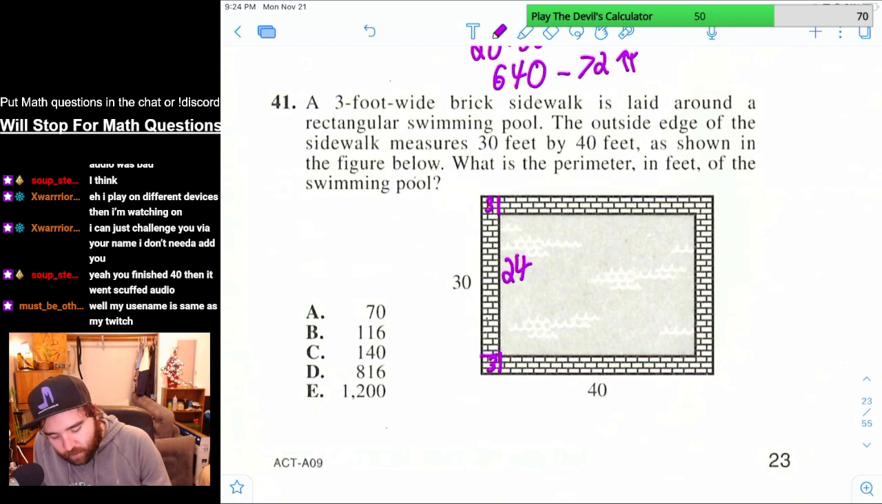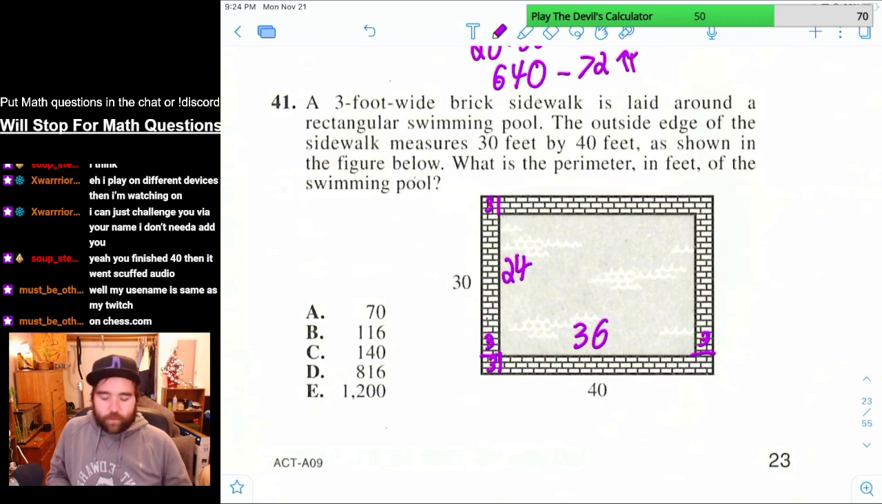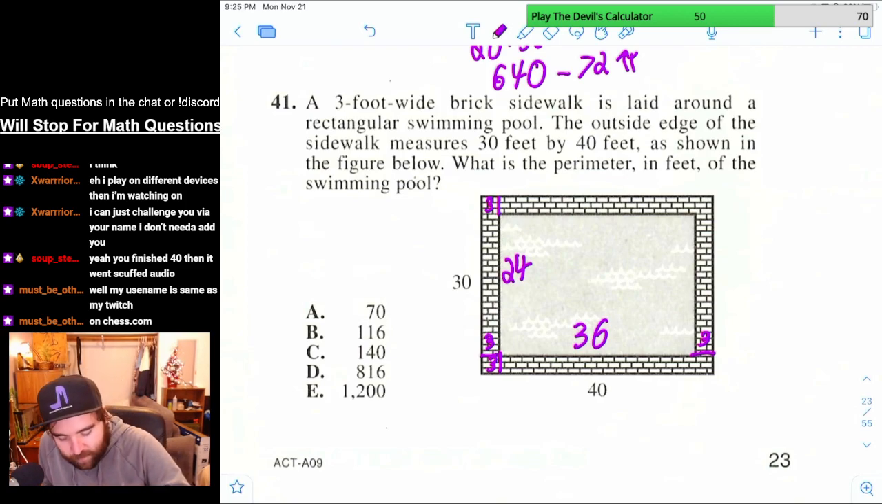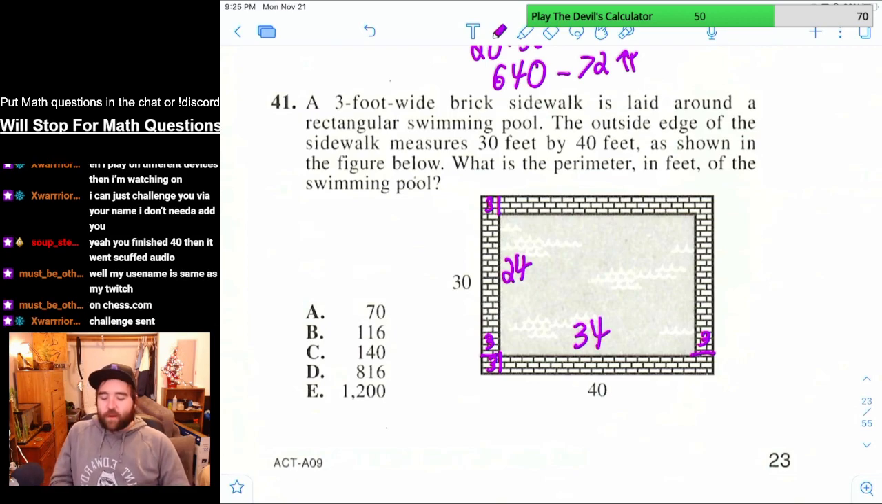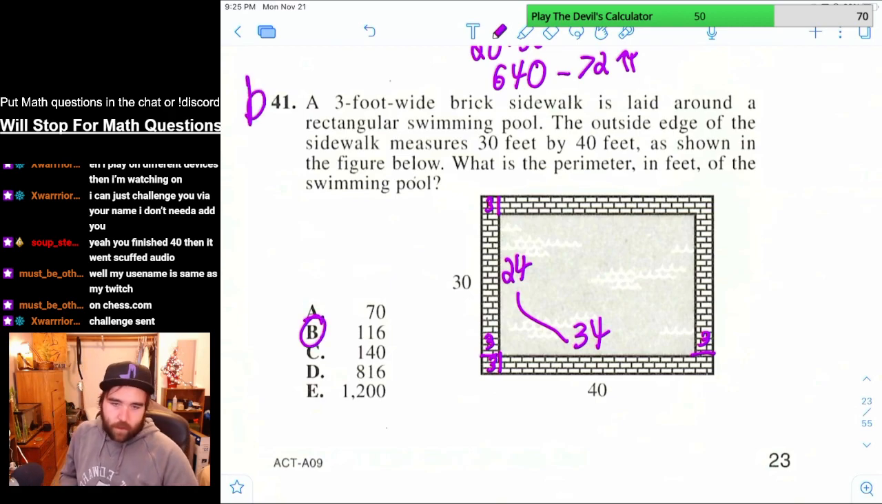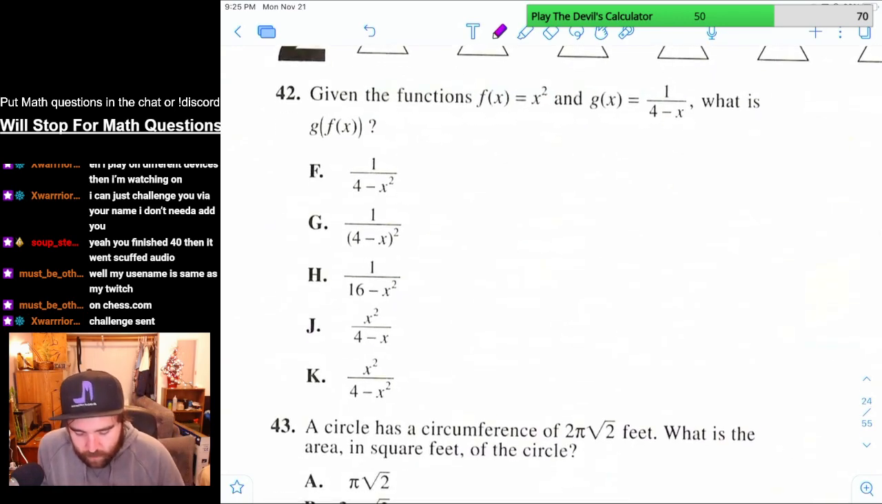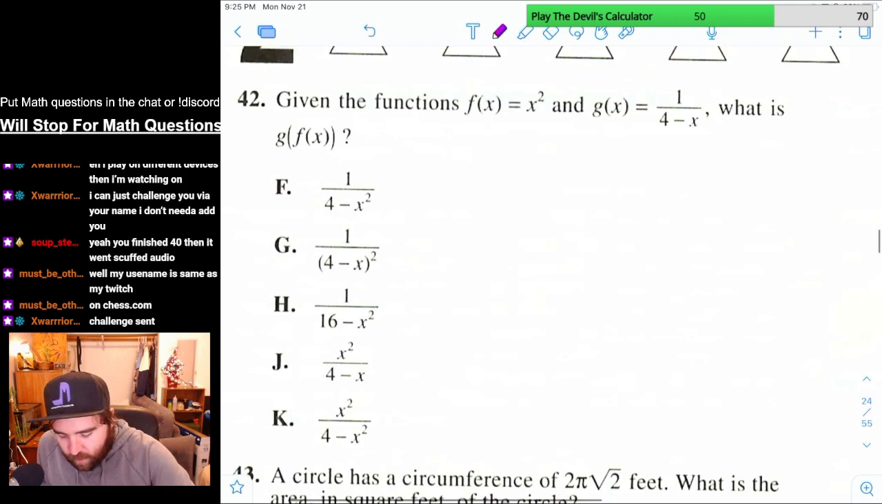Same idea with the 40. There's still 3 wide, so you got to take off that 6. So that's 36. No, silly me. You're taking off the 6. So that's 34. So now to find the perimeter, you just got to get all those together. So add all 4 of these sides. You got 2 of them that are 24, 2 of them that are 34. So what's going to be easier for us is to add those together. 58 multiplied by 2, 116. Beautiful.